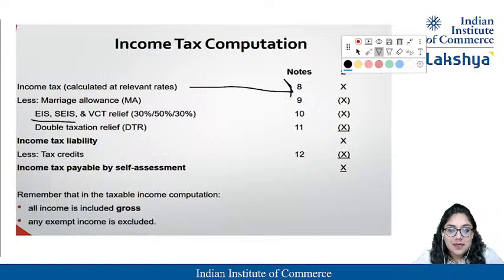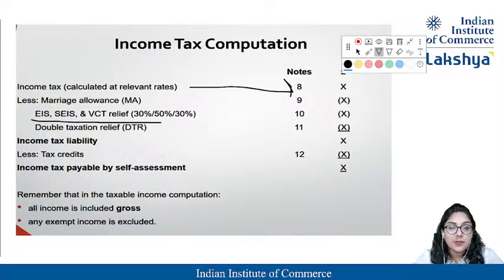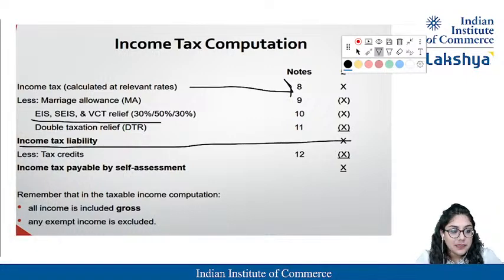Even ISAs, these are all sort of investments on which a percentage of tax relief has to be calculated, which is 30, 50, 30 individually. So okay, that much also we need to reduce. Double taxation, if I'm getting any relief, please reduce it. Then we get the income tax liability. On that, if you are having any credit, like as I told you, pay as you earn, then please reduce that, to get the total tax to be paid.